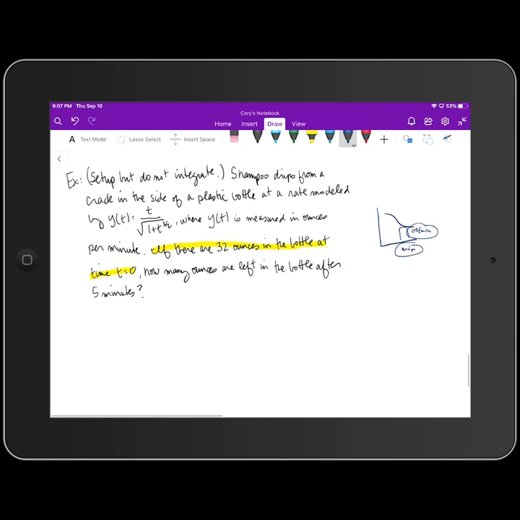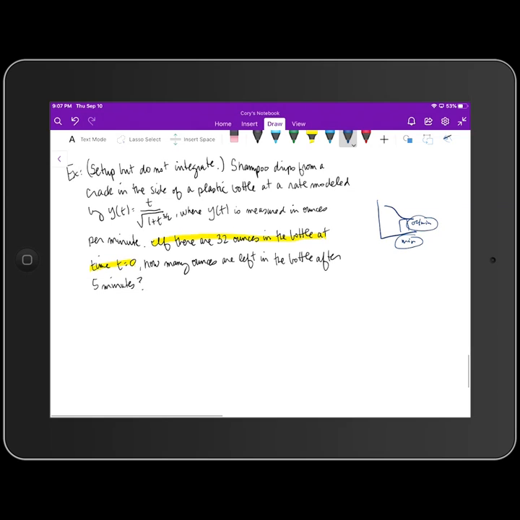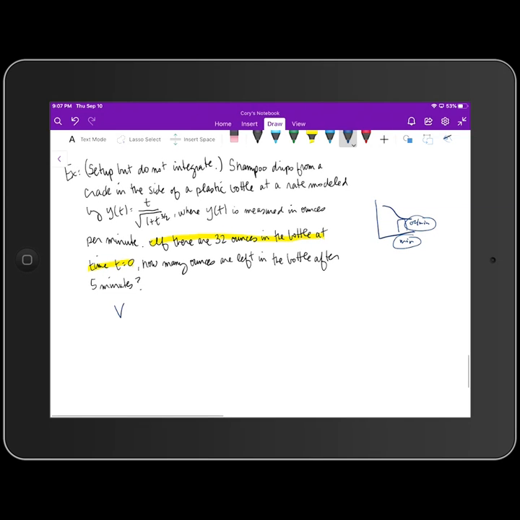So I'm going to go ahead and call the antiderivative of the function y, I'm going to call it the function V, indicating volume. Okay, and we know that there are 32 ounces in the bottle at time t is equal to 0, which means that V of 0 is going to be equal to 32. Okay, and then the question asks us how many ounces are left in the bottle after 5 minutes. So that is asking us then to calculate V of 5. So V of 5 is what we're trying to compute here.